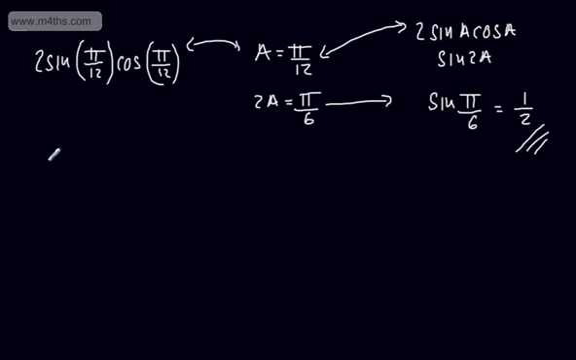Let's say we were given another one. Let's say we were given 2 cos squared 22.5 minus 1.